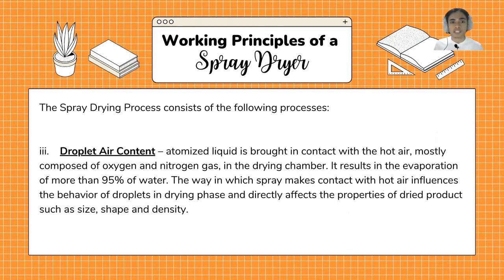The droplet air contact. Atomized liquid is brought in contact with the hot air, mostly composed of oxygen and nitrogen gas, in the drying chamber. This results in the evaporation of more than 95% of water. The way in which the spray makes contact with hot air influences the behavior of droplets in the drying phase and directly affects the properties of the dried product such as size, shape, and density.